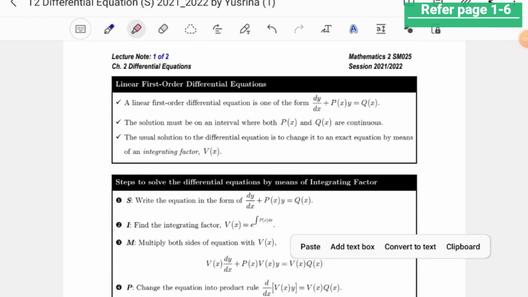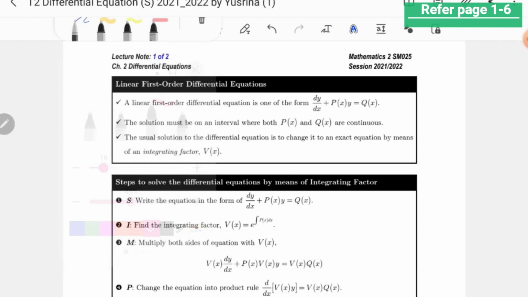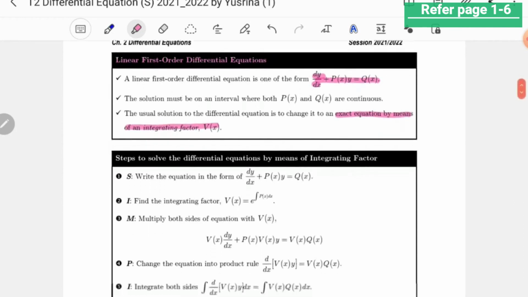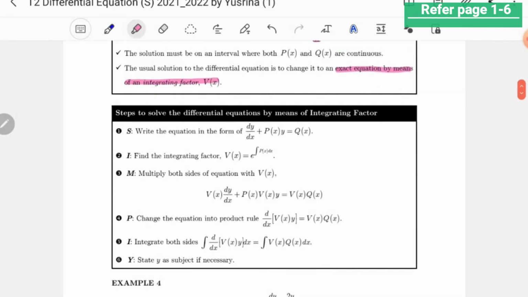Linear first order differential equation. A linear first order differential equation is one of the form dy/dx + p(x)y = q(x). Normally we have 3 terms. The solution must be on the interval where both p(x) and q(x) are continuous. Then the usual solution to the differential equation is to change it to an exact equation by means of an integrating factor. So to solve the differential equation by means of the integrating factor, we have 6 steps.